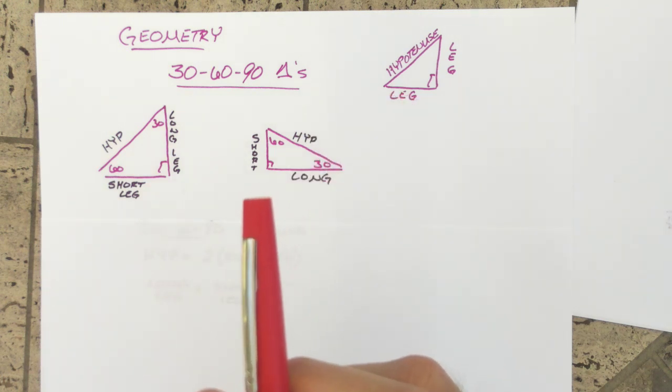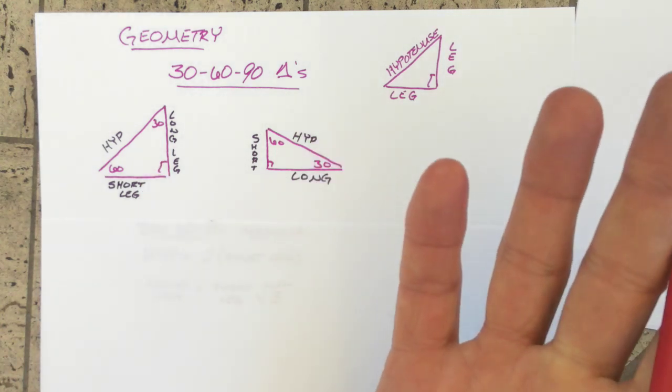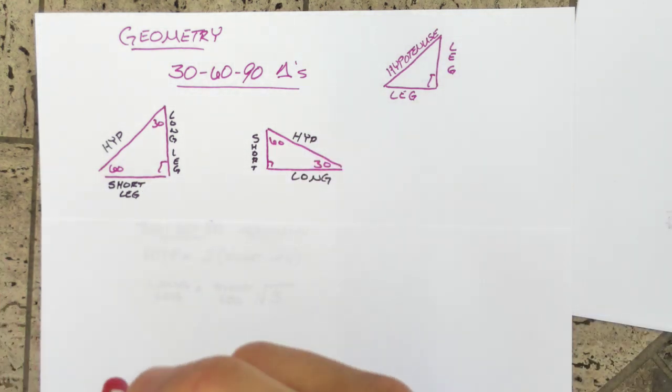Now, on a 30, 60, 90, there's going to be times where you're going to be given one side. That was a drawback with the Pythagorean theorem. Given one side, you couldn't do it. You had to have two. With a 30, 60, 90, you're going to get relationships where you can get away with just having one side. You can find everything else.